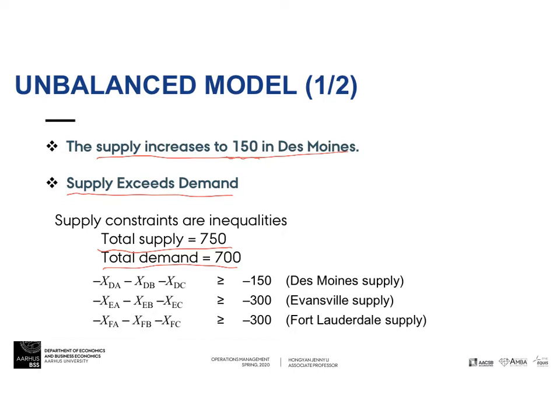In this case, clearly you can see it's possible to satisfy all the demands, but how to allocate or assign the supply capacity to each warehouse is no longer an equality constraint. So the constraints become inequalities.